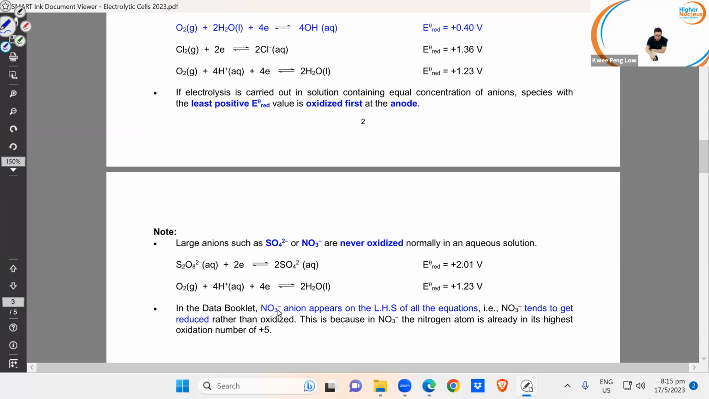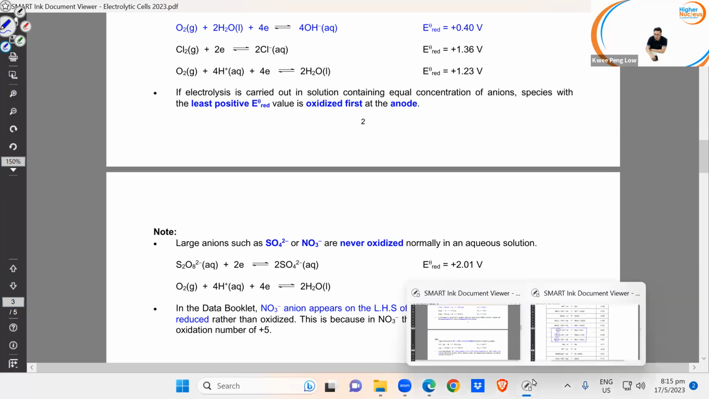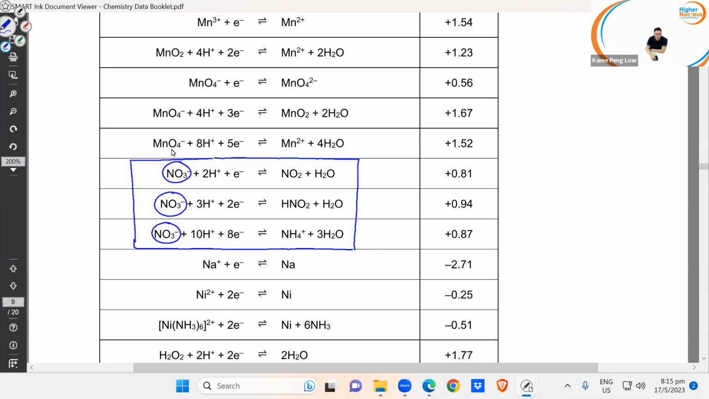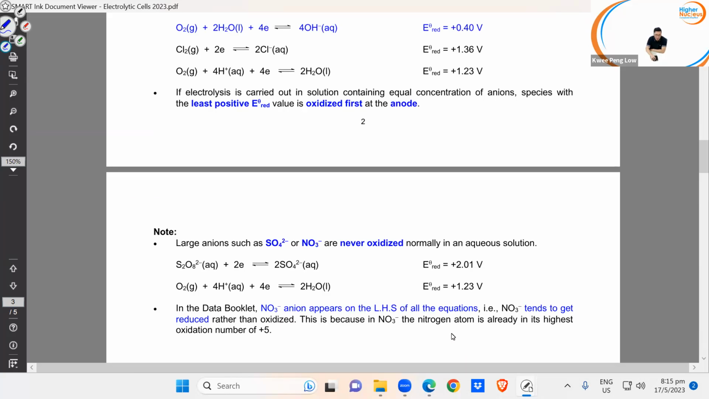Good. Now, nitrate will also not get oxidized at the anode at all. Why? If you look at the data booklet, these are the three equations in the data booklet. If you look carefully, nitrate appears on the left-hand side of the equation, which means that nitrate can only undergo reduction. They will never get oxidized. So that is why at the anode, whenever you see sulfate and nitrate, you can ignore them straight away.